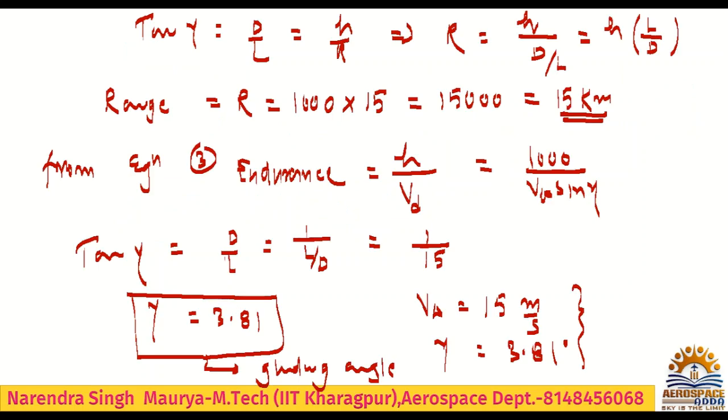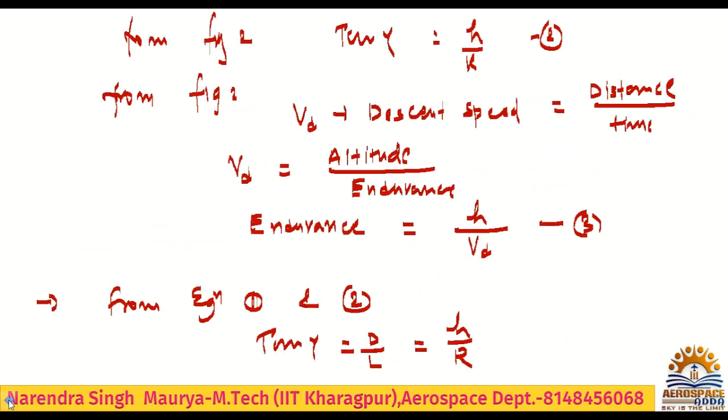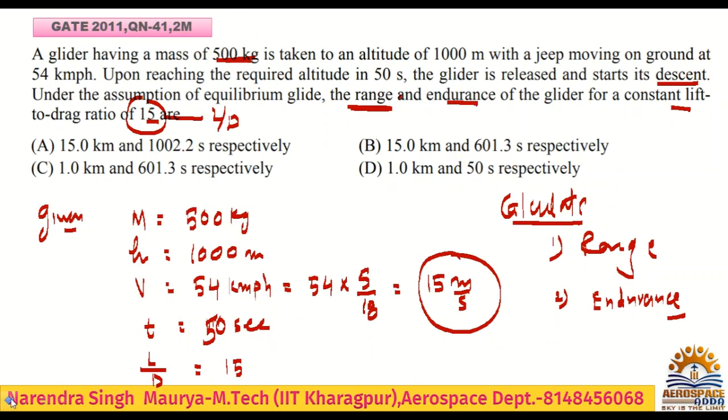And what is the range you have calculated? Go back, check. Range is 15,000 or 15 kilometer. Now we'll go for the options. So 15 kilometer here also, but the time is 601.3, which is wrong. It should be 1002.2.